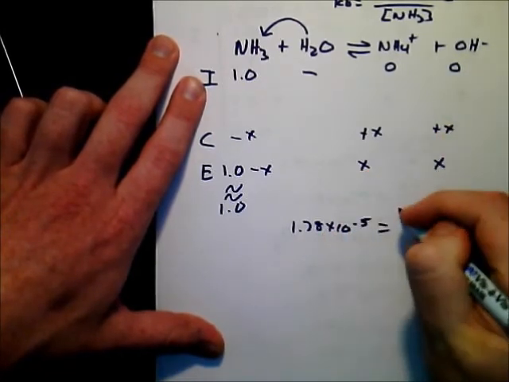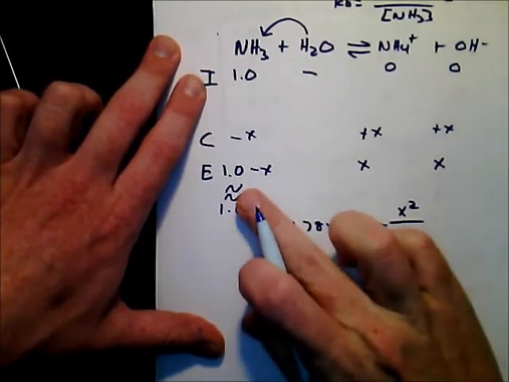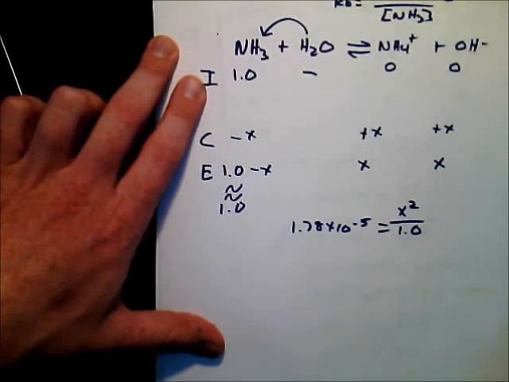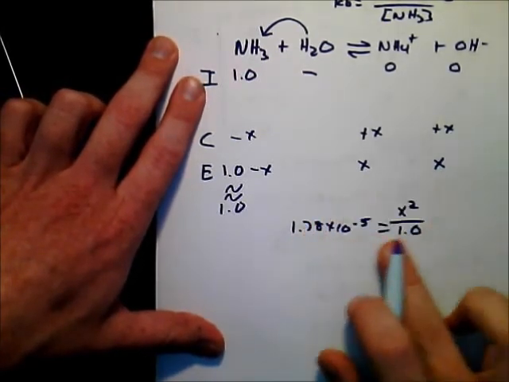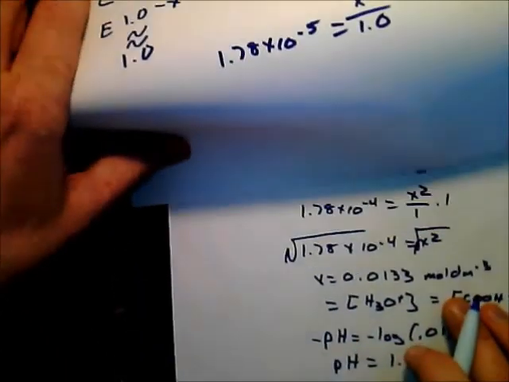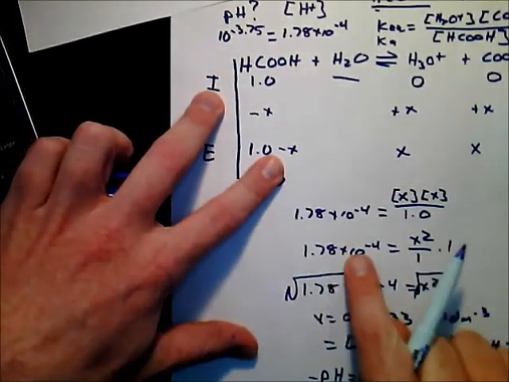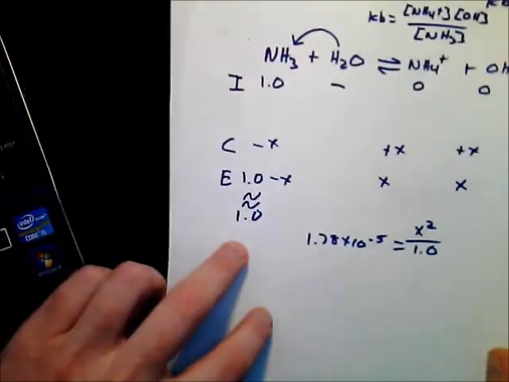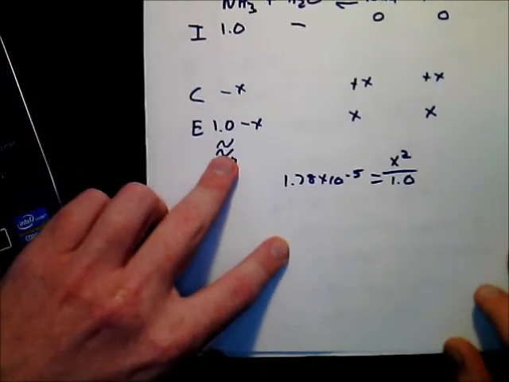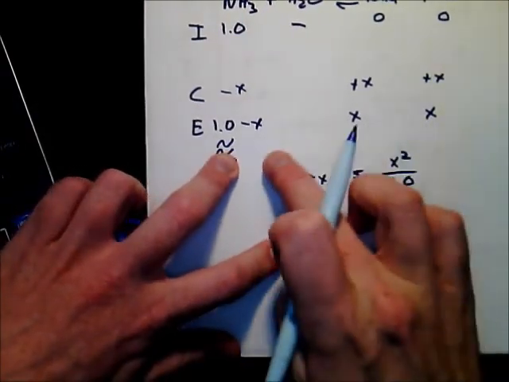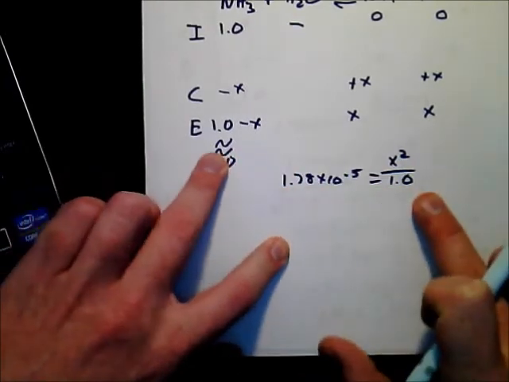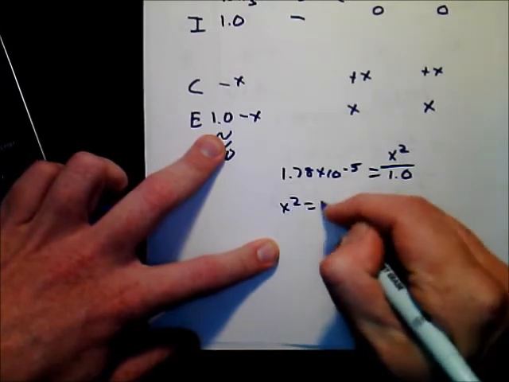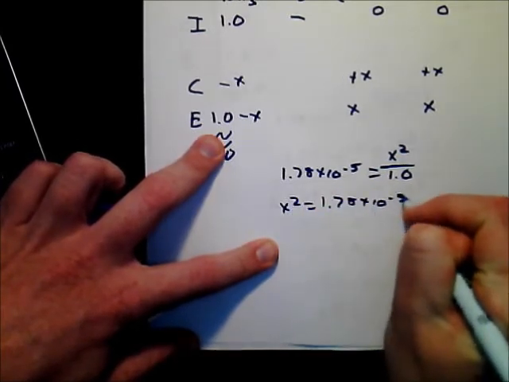So my Kb is 1.78 times 10 to the negative fifth. My products go on top, that's an x and an x, so x squared. My reactant goes on the bottom, and that's 1. Maybe you notice a similar pattern to how the last one ended up. This is a very similar pattern to how these weak acid and weak base problems work out. This number is not always going to be 1, but this stage is going to be very similar in many of these problems. So x squared is 1.78 times 10 to the negative fifth.